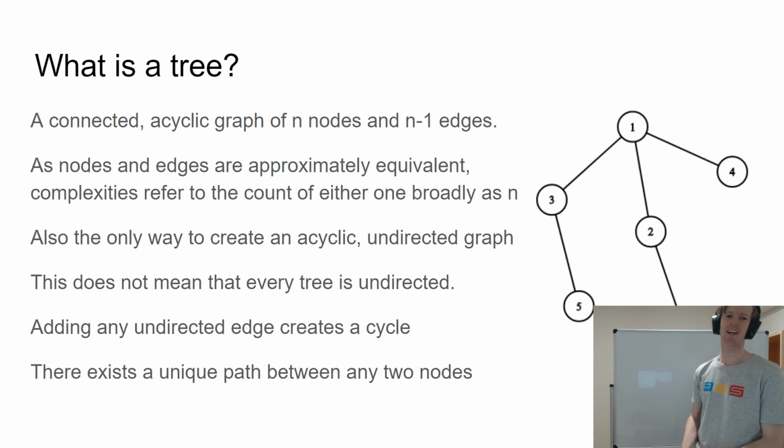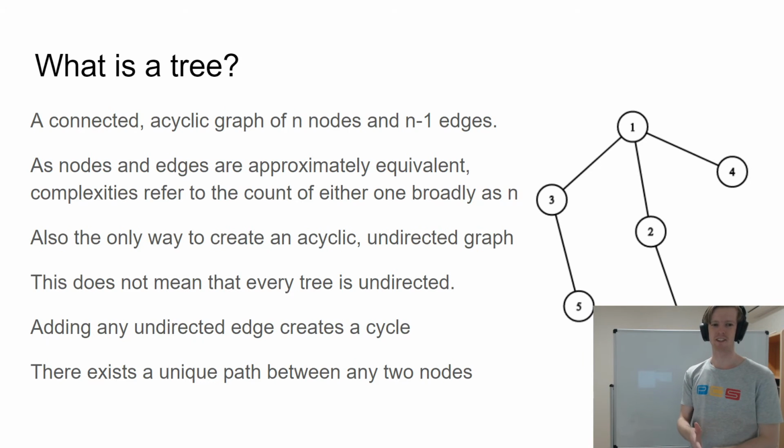Okay, so first of all, what is a tree? Well, a tree is a connected acyclic graph. But what's really unique about a tree is that it has two really critical properties. It's the only way that you can make a fully connected graph that's acyclic. Otherwise, you'll end up with multiple graphs.